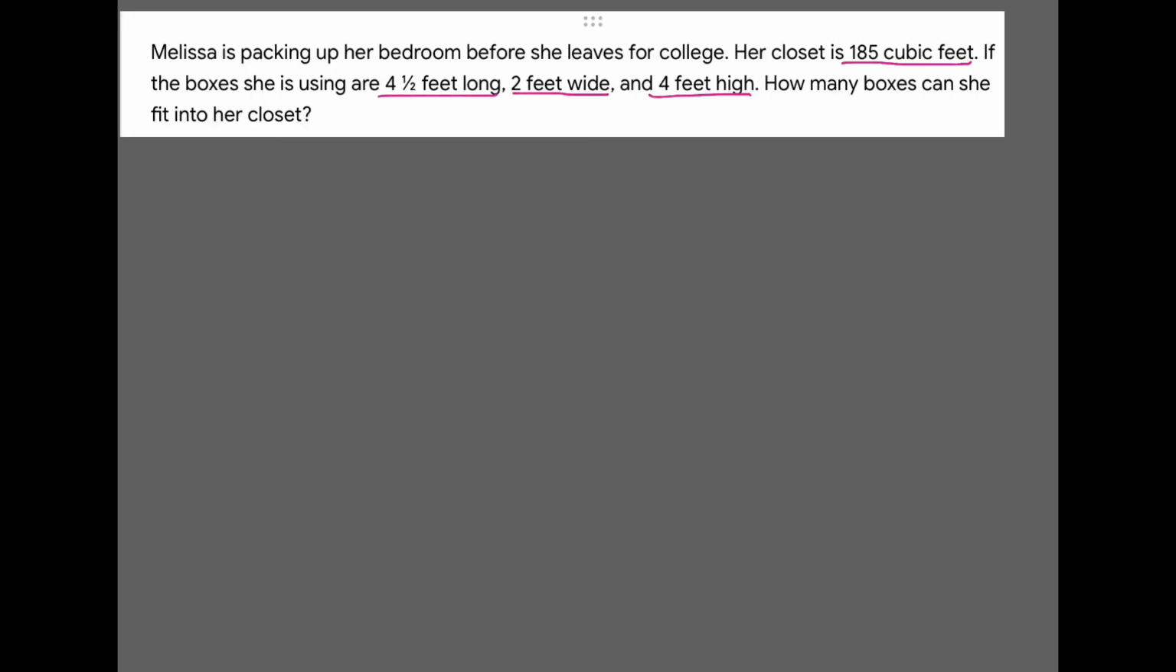So the first thing we need to do is find the volume of her boxes. So we know volume equals length times width times height. So we need to find the volume of the boxes. So step 1 is to find the volume of the boxes.